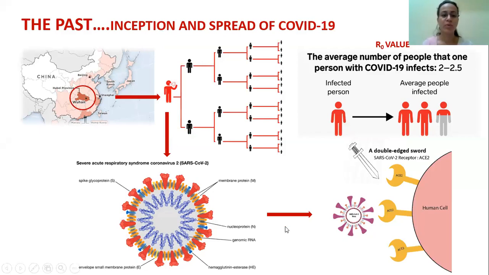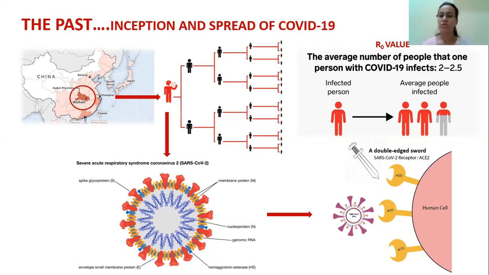Now, by now, we all know that COVID-19 is caused by the SARS-CoV-2 virus, that is a severe acute respiratory syndrome coronavirus 2. And if you just look at the structure, I'll just give you a brief insight into the structure. It is primarily spherical in shape, and it comprises of several proteins like the membrane proteins, the spike glycoproteins, the hemagglutinin esterase, and the envelope proteins. And the genomic content is composed of actually single-stranded RNA.